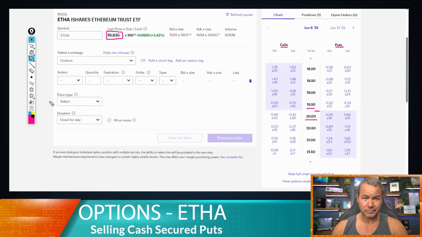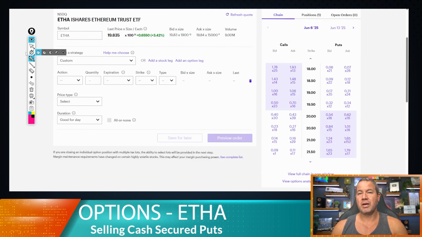Now, what we need to go over is the actual process of selling a put, because sometimes that's a little bit difficult to understand. So let me go ahead and erase this. And we're going to use the $20 put as our first option that we're going to sell and give an example of.